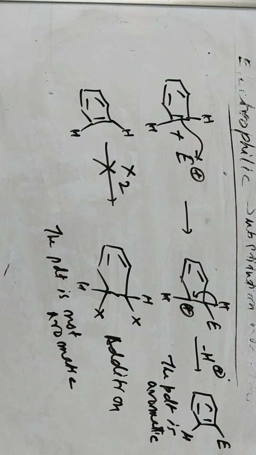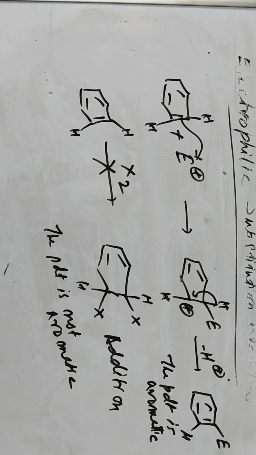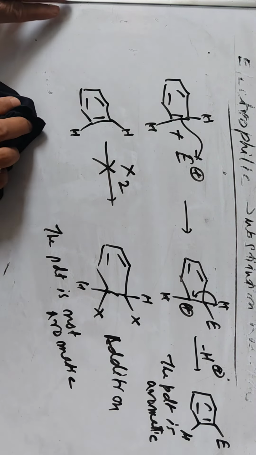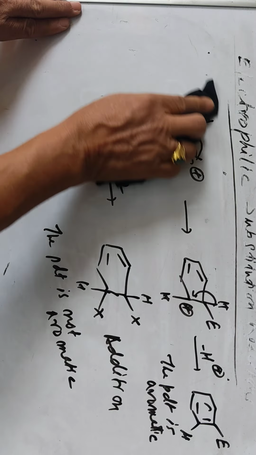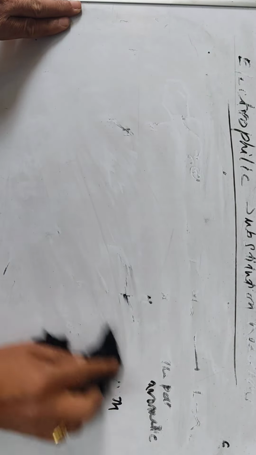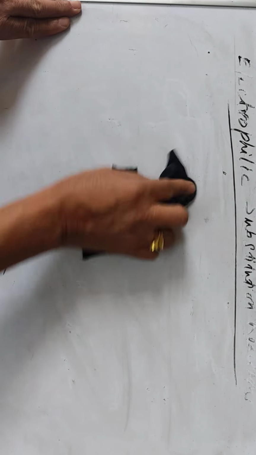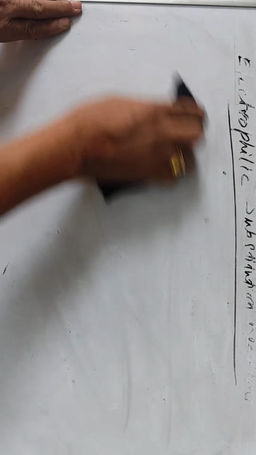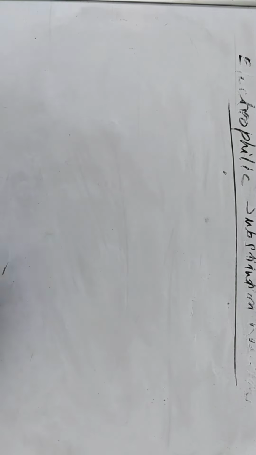But however, benzene is less reactive towards electrophiles than an alkene, even though benzene has more pi electrons. I am repeating again, benzene is less reactive towards the electrophiles than the corresponding alkenes, even though benzene has more pi electrons, because the pi electrons of benzene are delocalized over 6 carbon atoms. I am writing here.